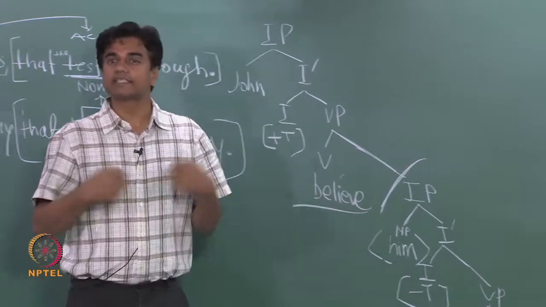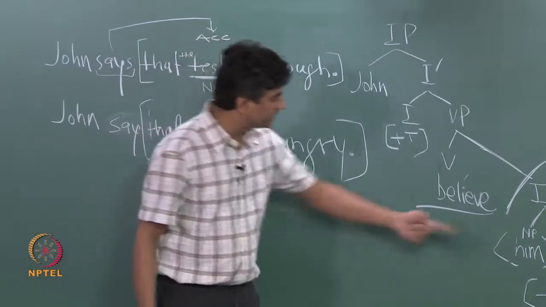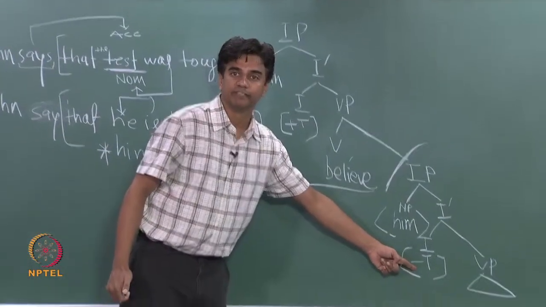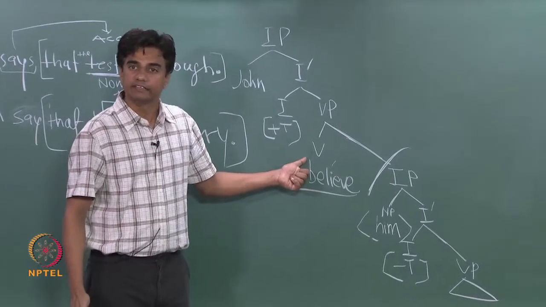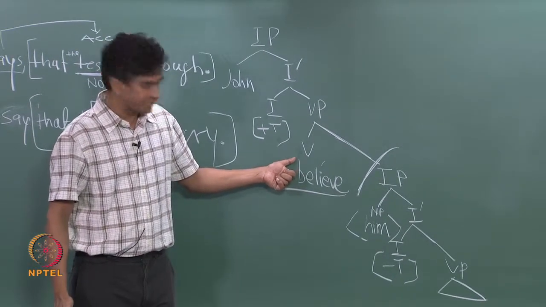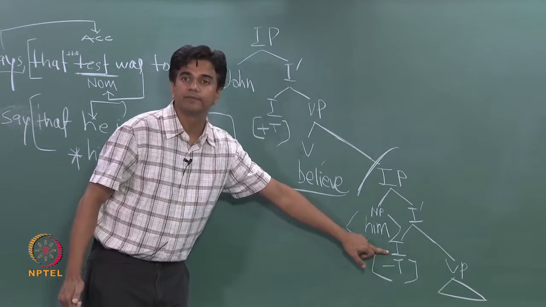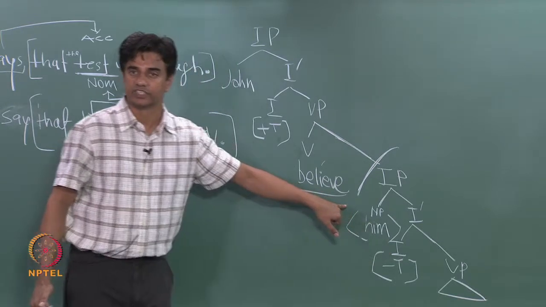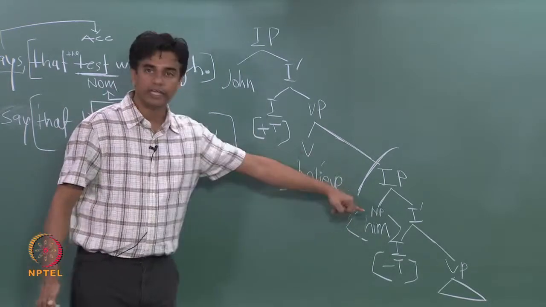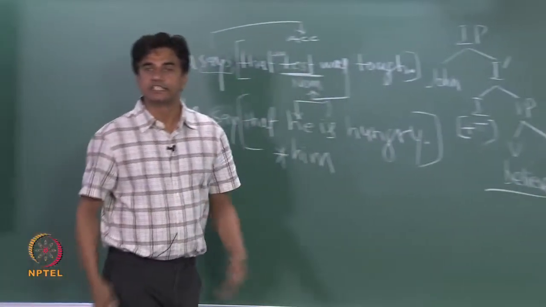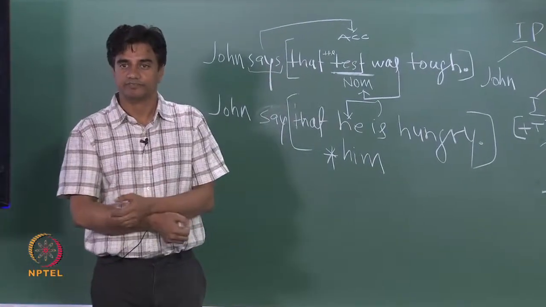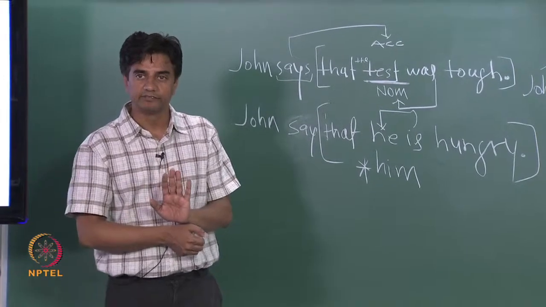However, in exceptional situations where there is no case assigner, and V is a potential case assigner, and I is incapable of assigning nominative case to its subject, it has external intervention, and such things are called exceptional case marking. Get this thing?